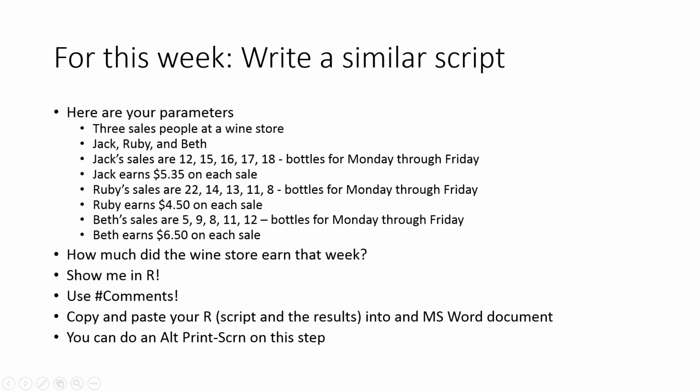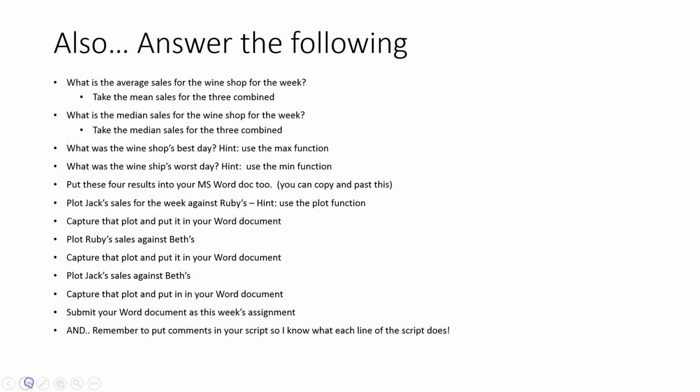In the second part of the assignment, I'd like you to do a couple more mathematical functions. Once you've identified the total sales vector, because you're going to have to do that in order to come up with the sum, what is the average sales for the week? Well, what is the mean? Use the mean function to determine that. And then also tell me what is the median sales for the wine shop for the week. So Monday through Friday, what is that median value?